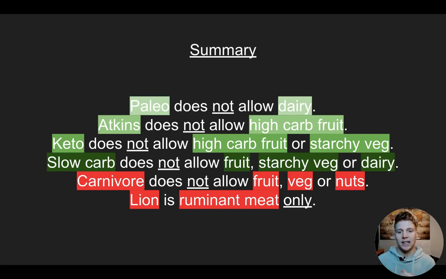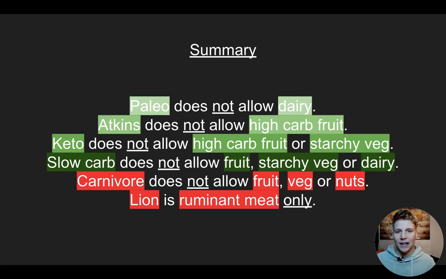So here's a quick summary of the different diets. Paleo doesn't allow dairy, Atkins doesn't allow high carb fruits, keto doesn't allow high carb fruits or starchy veg, slow carb does not allow fruit, starchy veg or dairy, carnivore doesn't allow fruit, veg, nuts, anything from plants, and the lion diet is ruminant meat only.